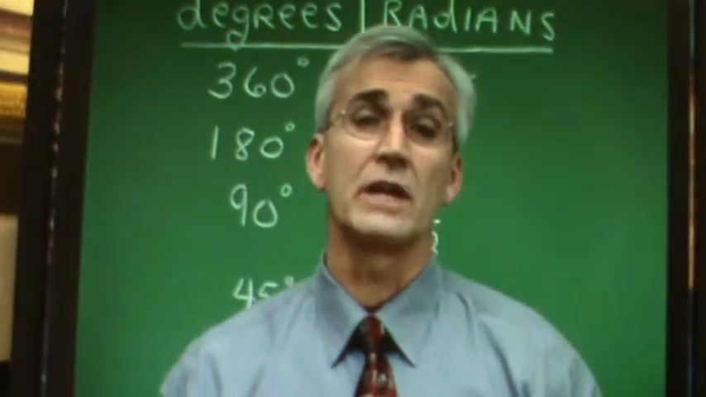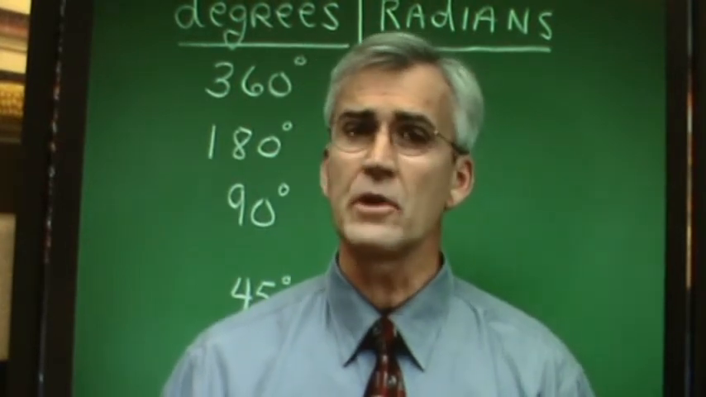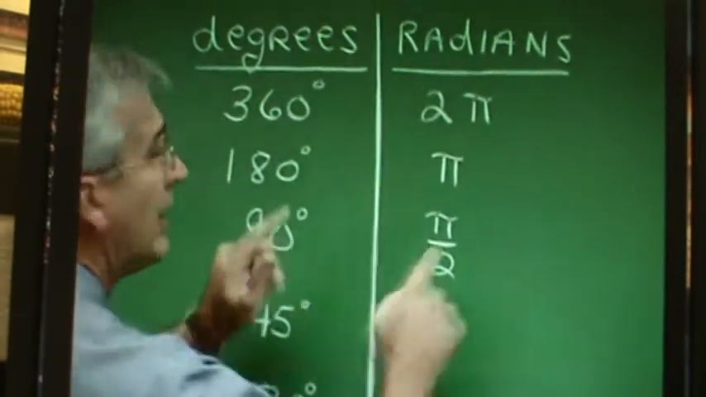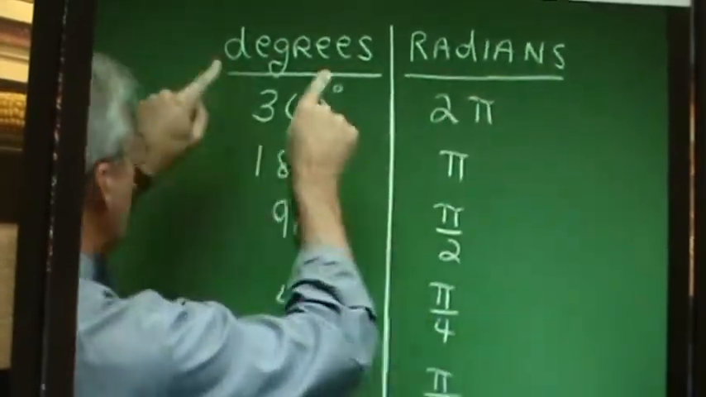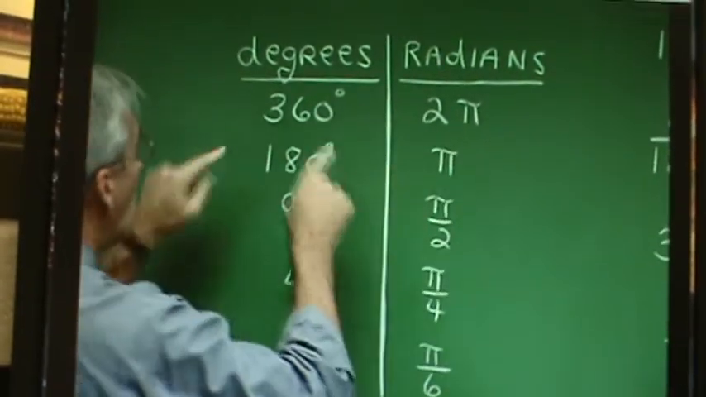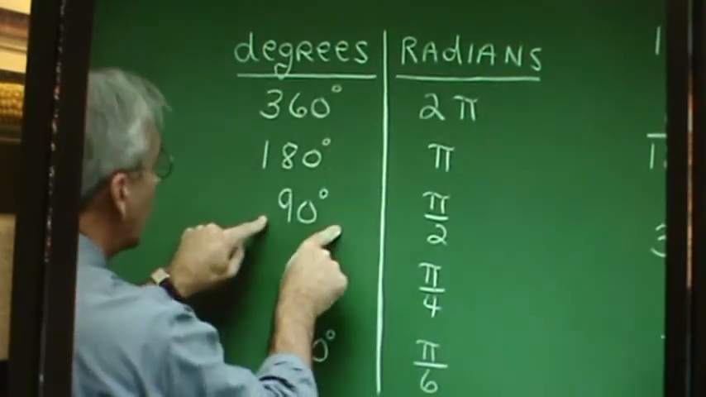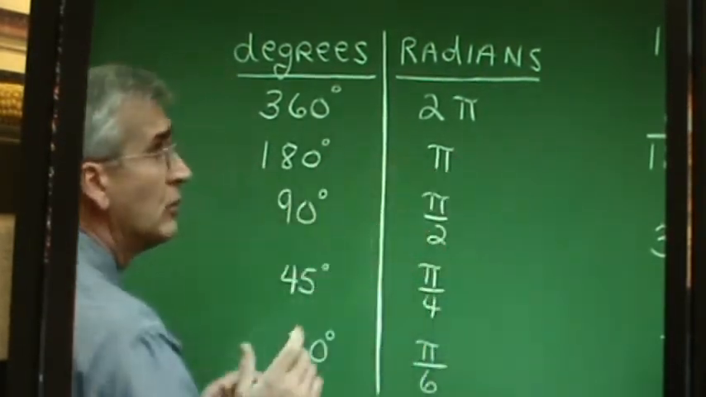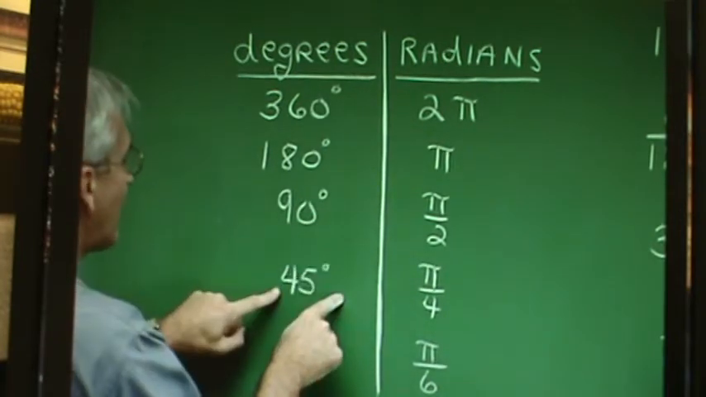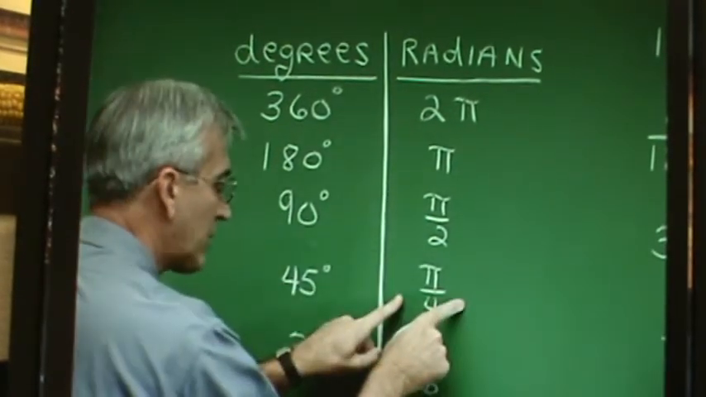Let's establish a relationship between angles measured in degrees and angles measured in radians. It's pretty easy to do because we know that one full revolution in degrees is 360 and in radians it's 2 pi. So 360 degrees is equal to 2 pi radians. And then half of each of these means that 180 degrees is equal to pi radians. And half of that, 90 degrees, is equal to pi over 2 radians. And half of 90 degrees is 45 degrees, so half of pi over 2 is pi over 4. So 45 degrees is equal to pi over 4.